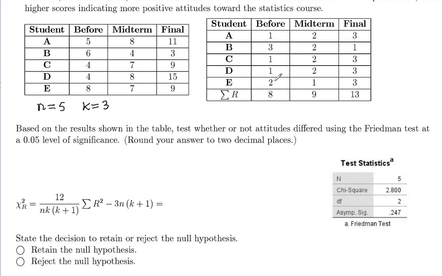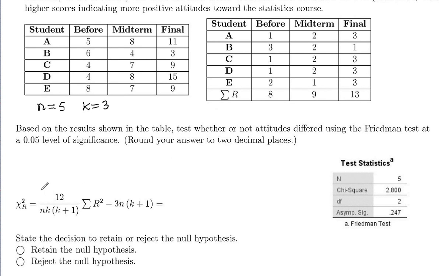Then you sum down these rows, so the sum of all the before ranks is 8, the sum of all the midterm ranks is 9, and the sum of all the final ranks is 13. So now we compute this test statistic down here. This is what we call the sum of the ranks. So they write that as sigma r.